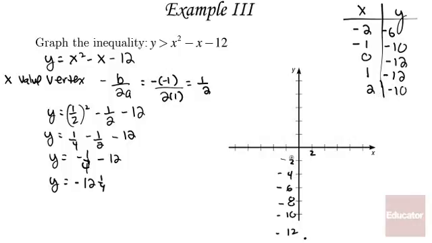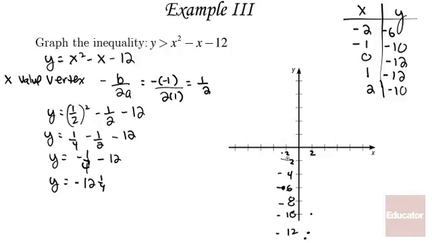Okay, graphing these. So this is negative 2 right here. When x is negative 2, y is negative 6. When x is negative 1, which is right about here, y is all the way down here at negative 10. When x is 1, y is down here at negative 12. Right about here. When x is 2, we get negative 10 right here.